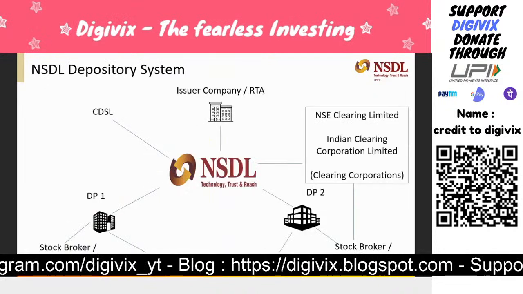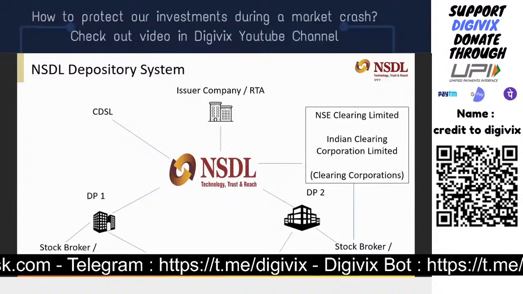Now this is the overall diagram of how the capital market actually looks. As you can see, NSDL is surrounded by all its business partners. We have the issuer company and the registrar and transfer agents. On the right hand side, we have NSDL's Clearing Corporation, NCCL, and BSE's Clearing Corporation, Indian Clearing Corporation Limited. Below, we have depository participant 1 and depository participant 2.